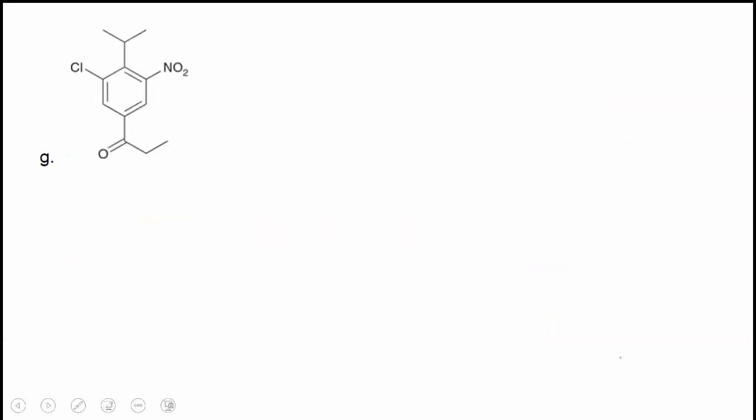The next one is kind of similar, and it might seem like having all those extra groups makes it that much more complicated, but it doesn't have to be. So we're adding an acyl group, isopropyl group, nitro, and a chlorine. And the isopropyl group is the only group here that is an activator. So that one is going to be the one that's directing.